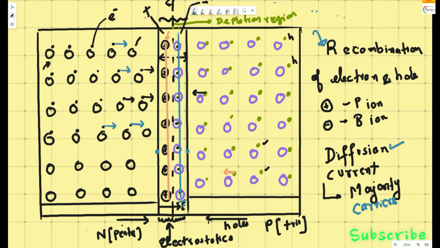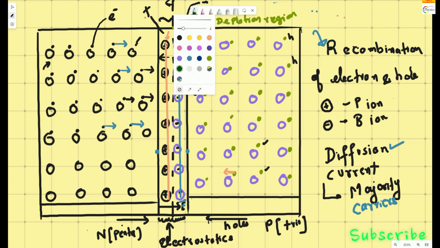Now let's pay our attention to something else also. Okay, and this is very interesting. This is what will help you understand the answer of this question, which is from the Bihar board. Okay, the Bihar board question is based on this concept. So far we have just discussed the formation of depletion.